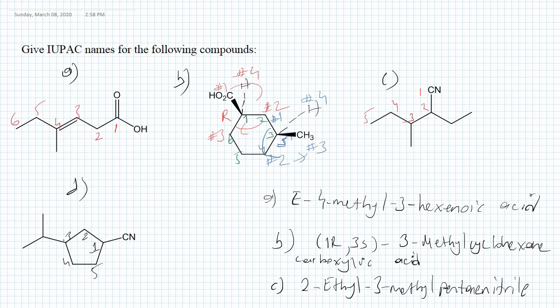And we have a substituent at the 3rd position. So I'm going to write here D. This is 3-isopropylcyclopentane carbonitrile. That's the IUPAC name of this molecule.